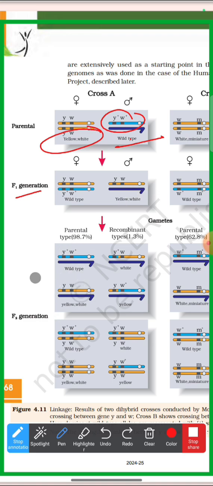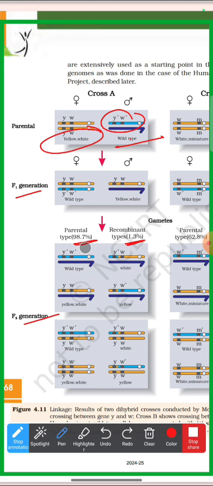So here we can see that Y plus and W plus are together, which means that they will be dominant. So in the females we have the wild type, which is dominant, and in the males we have again Y W, which is yellow and white.